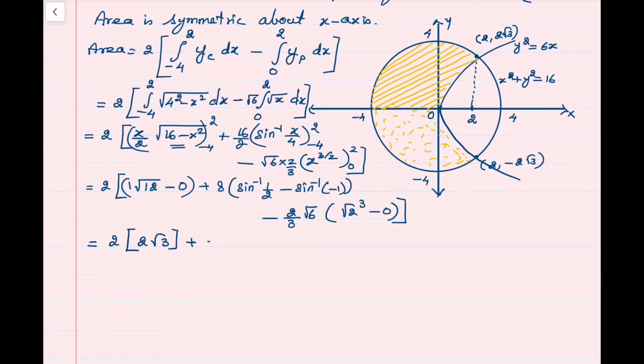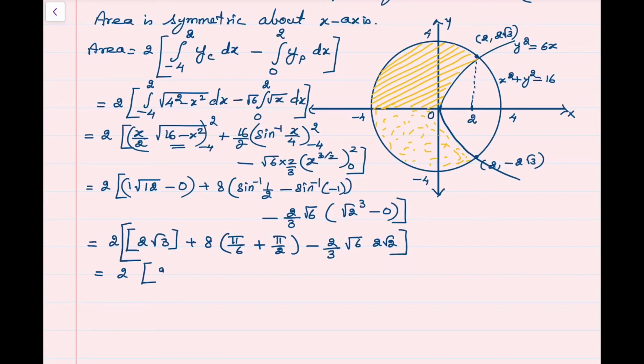plus 8 times sine inverse of half is pi by 6 minus sine inverse of minus 1 is minus sine inverse of 1, which is plus sine inverse of 1. Sine inverse of 1 is pi by 2 minus 2 by 3 times root 6. Root 2 cube is 2 root 2, and this 2 is common for all these terms.